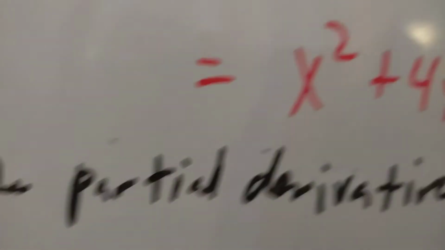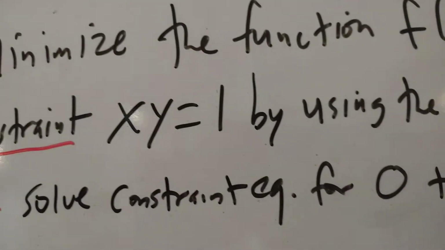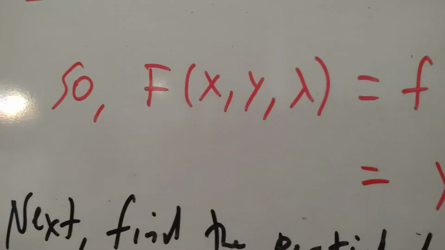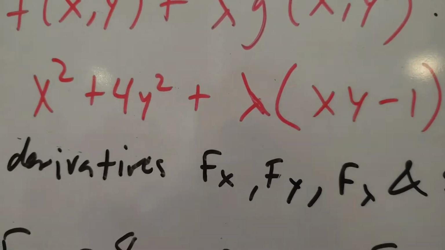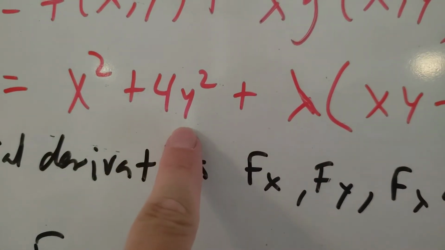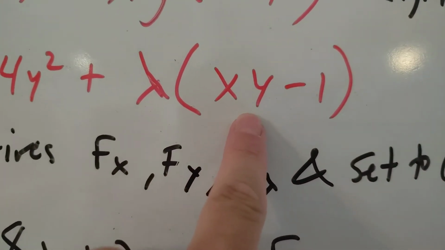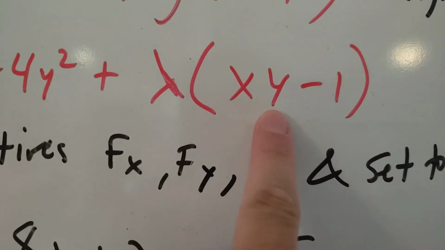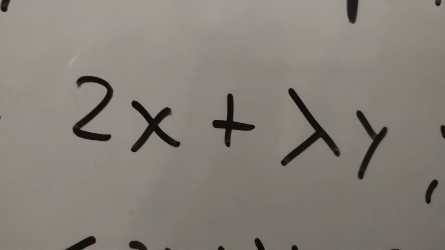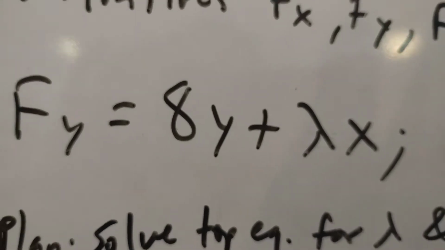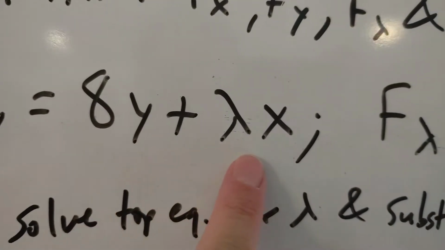How did we get that? Let's go back to the Lagrangian function. Capital F is the Lagrangian function. If I take the partial derivative with respect to x, this becomes a 2x. This becomes a 0 because there's no x. And if you distribute this lambda, you get lambda xy, so the derivative of that is just lambda y, the constant being multiplied by x. That's how we got the partial derivative, 2x plus lambda y. And similarly, you should verify this: the partial derivative of F with respect to y is 8y plus lambda x.